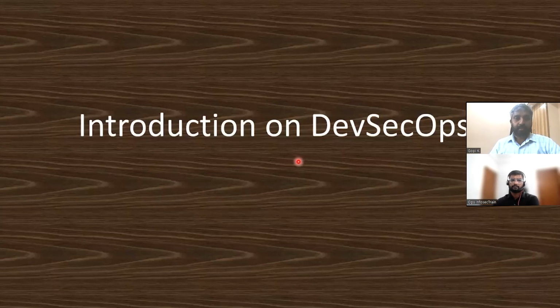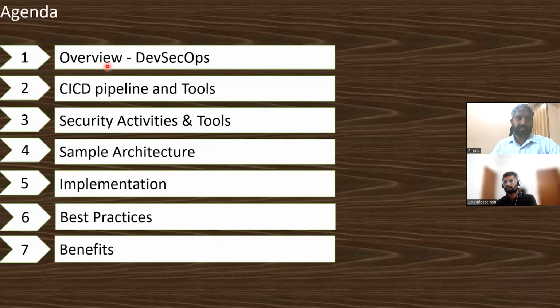In this section, we can talk about the introduction and overview of DevSecOps. Agenda-wise, we prepared like this: the overview and introduction to DevSecOps, the CI/CD pipeline and the tools list required for both DevOps and DevSecOps, then security activities and tools, sample architecture of DevSecOps, how we need to implement DevSecOps, best practices in DevSecOps, and the benefits of DevSecOps. These aspects we can discuss in this session.